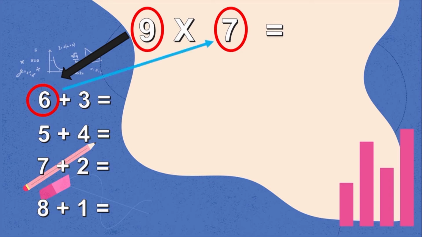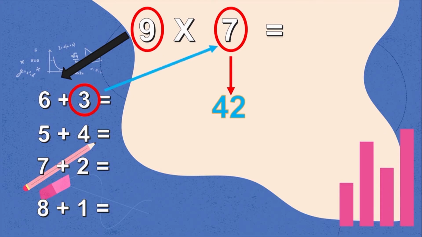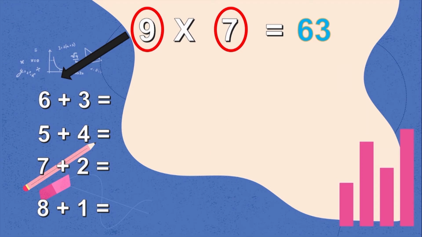Let's look. We have 6, and that 6 is multiplied by 7. 6 sevens. Let me hear you. That's right, 42. Now we have 3 multiplied by 7. 3 multiplied by 7 is what? 21. Have we gotten our answer? No. What do we have to do now to get our answer, which is 63? We have to add. Now add that quickly, 42, and add 21 to it. We get the same answer, 63.